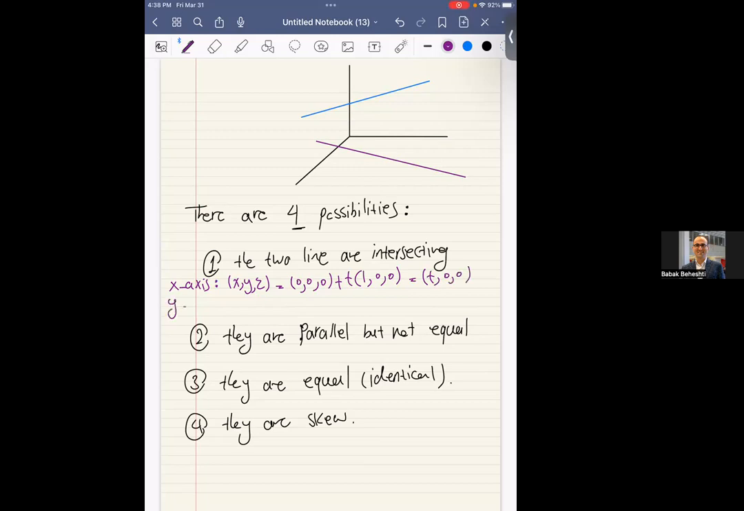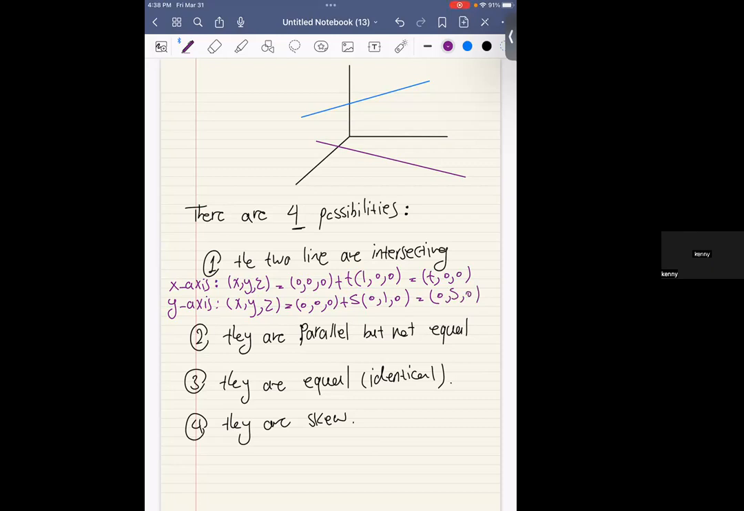And the y-axis, (x, y, z) equals (0, 0, 0) plus s times. Whenever you want to write the equation of two lines together, it's better to use two different parameters in order not to mistake them. So we use t for one line, and s for another line. The direction of the y-axis is (0, 1, 0). So this is equal to (0, s, 0).